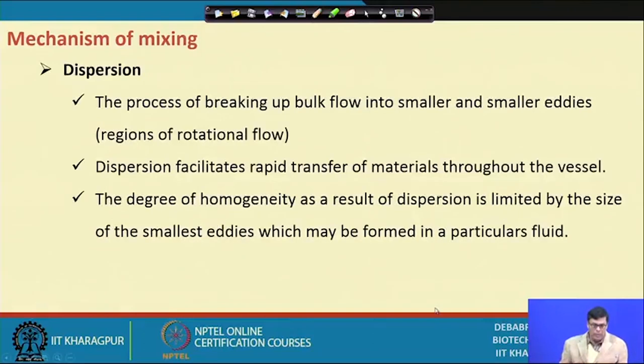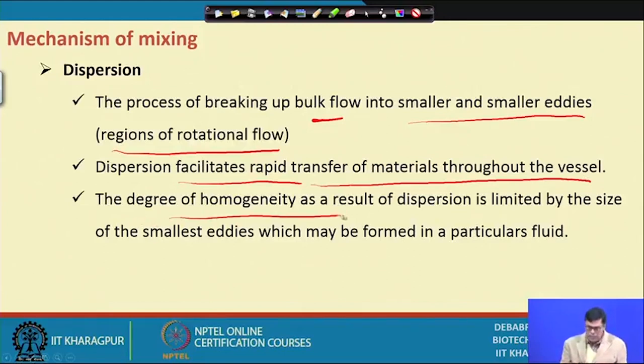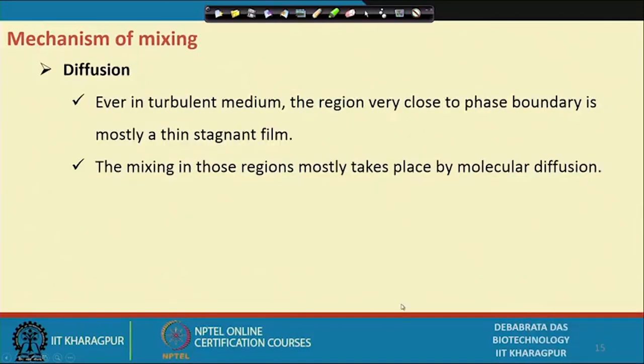Now, the important one is dispersion. Dispersion is the process of breaking the fluid flow into smaller and smaller eddies. I have shown you already how eddies are created, regions of rotational flow. Dispersion facilitates the rapid transfer of material throughout the vessel. The degree of homogeneity as a result of dispersion is limited by the size of the smallest eddy which may be formed in a particular fluid. Next is diffusion.